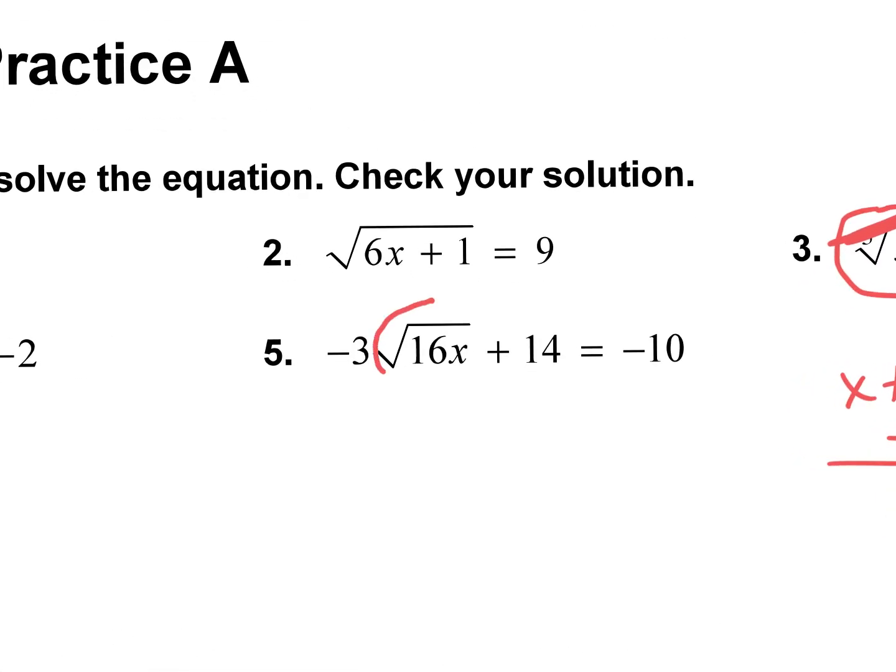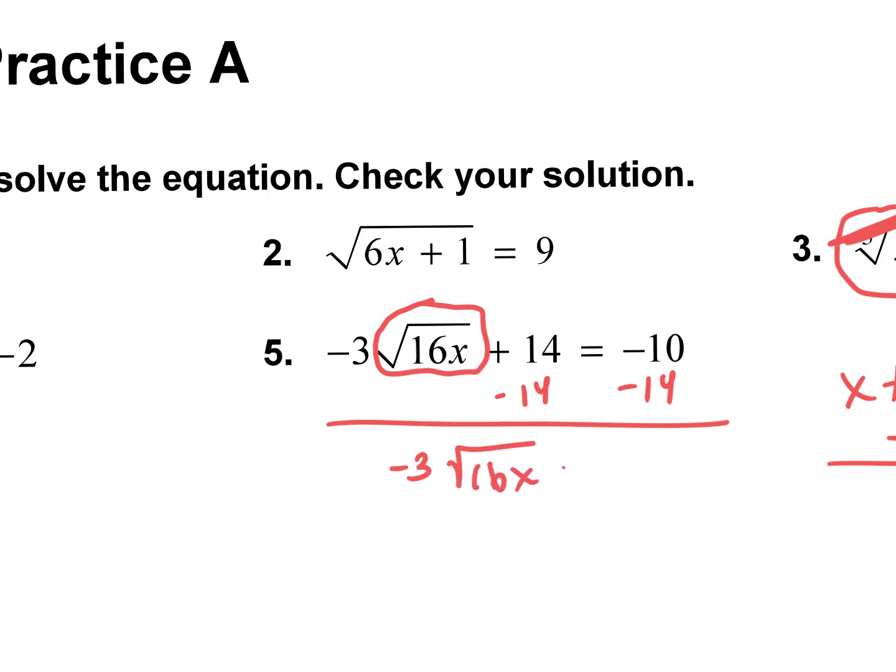All right, let's look at something like number 5. We want to isolate the radical first. There's 2 things I have to get rid of before I can solve this. What are those 2 things? So what do I need to get rid of first? The plus 14 or the times negative 3? I got to get rid of that 14. So what's the opposite of plus 14? We're going to subtract 14 from both sides. Good. So you have negative 3 times the square root of 16x equals negative 24, right?